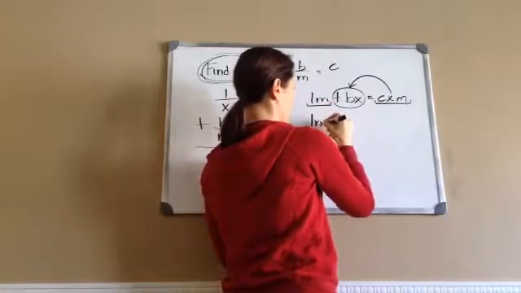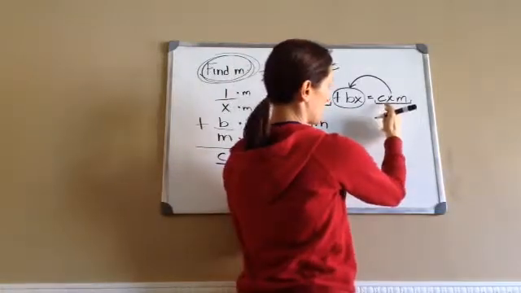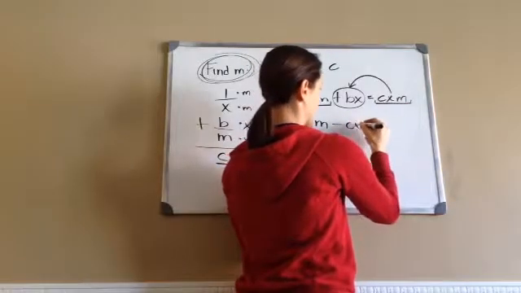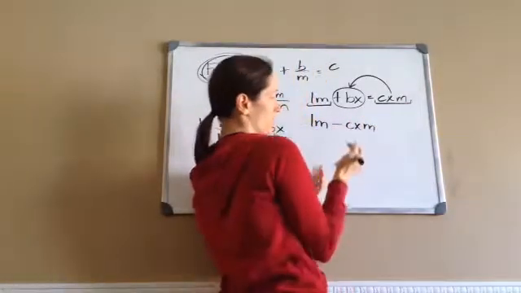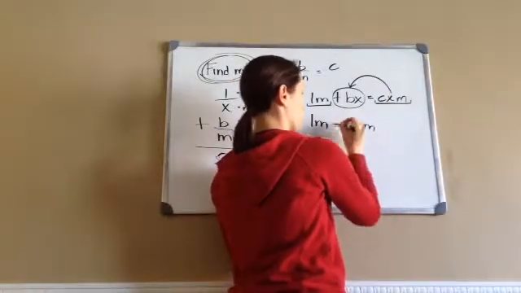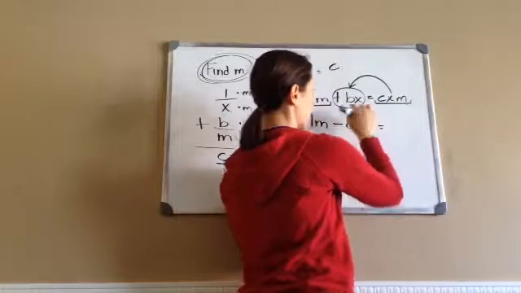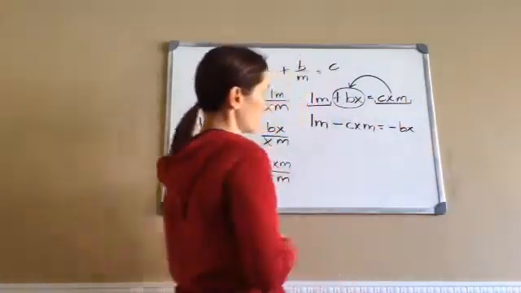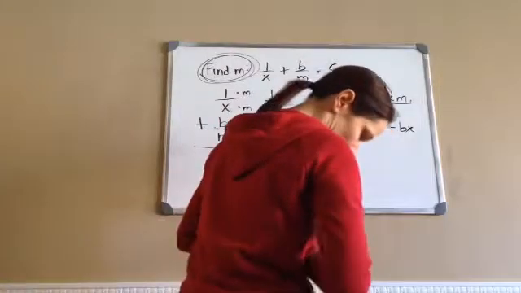So I'm going to bring down my 1m, and then this cxm is going to become a negative cxm when I bring it across the equals, or plus negative, however you want to say it. I think the book puts just a minus, so that's fine. Equals, and then this plus bx becomes a minus bx. Alright? And that's that so far.